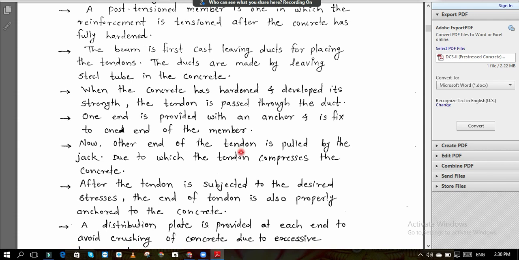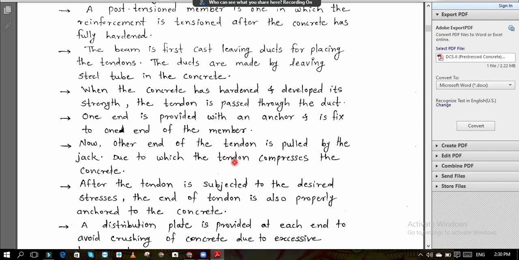The other end of the tendon is pulled by the jack. Jack is used to give the tensile force, due to which the pre-stress is getting developed. Due to which the tendon compresses the concrete. और वो compress कैसे होगा, ये मैंने सब डिटेल आपको बताया अभी.